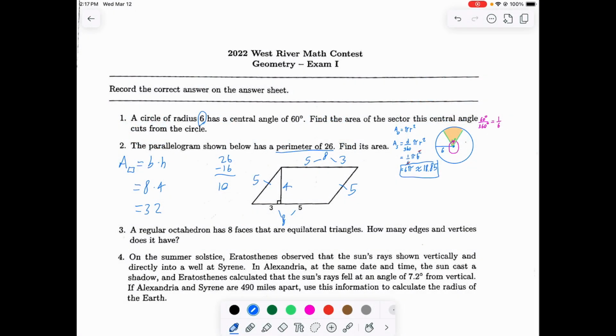All right, and we're on to the next problem. This one is number 3. A regular octahedron has 8 faces that are equilateral triangles. How many edges and vertices does it have?